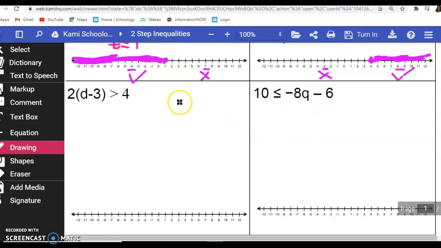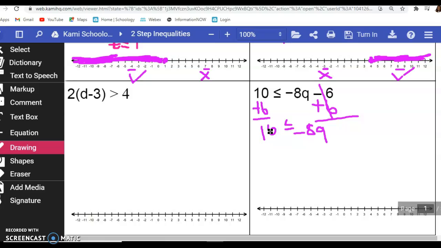So let's skip that one. I'm running out of time. So we're going to do this one. So we're going to add 6 to both sides. Right? We know that these cancel, and we're left with -8q. Bring down our sign.